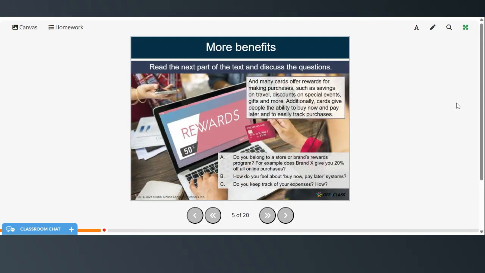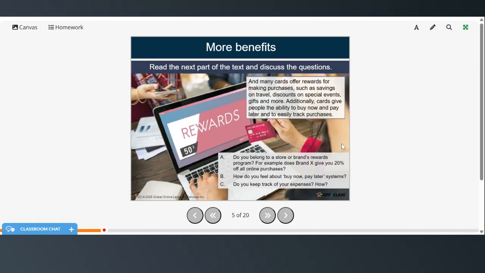Now we'll read the next part of the text, and you can answer the questions. Again, you can write your answers in the comments if you'd like to generate some conversation. Many cards offer rewards for making purchases, such as savings on travel, discounts on special events, gifts, and more. Additionally, cards give people the ability to buy now and pay later, and to easily track purchases.